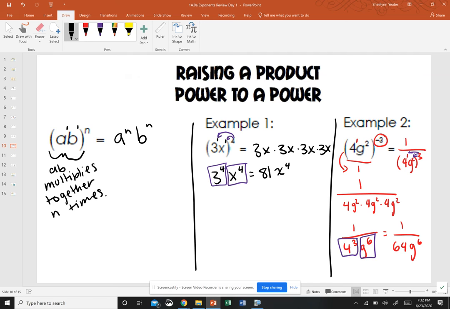So we had 3x multiplied together 4 times. We had 4g squared multiplied together negative 3 times, which really just, as we know, means flip the number over and then multiply that on the bottom. Or if the negative exponent's on the bottom, then you flip it to the top. All right, I hope that helped.